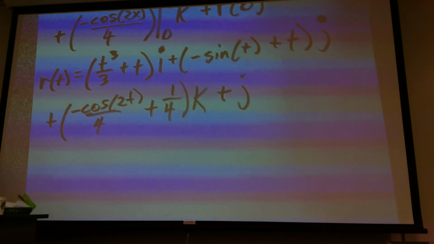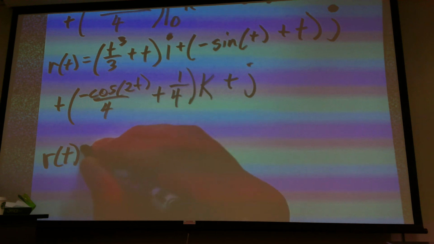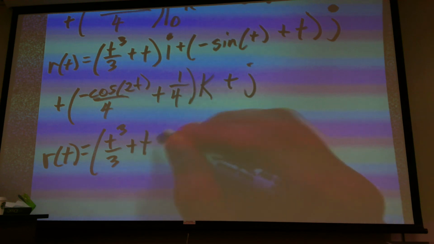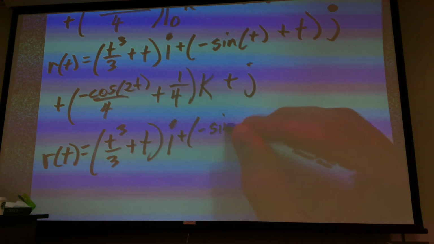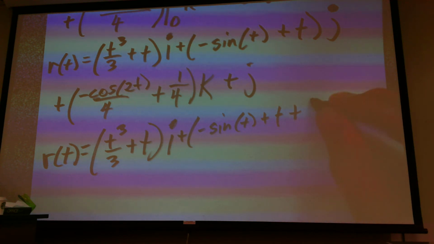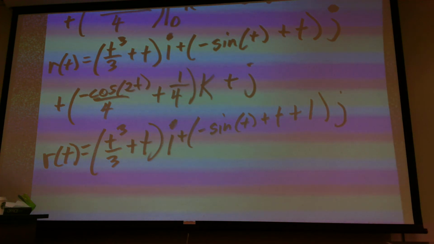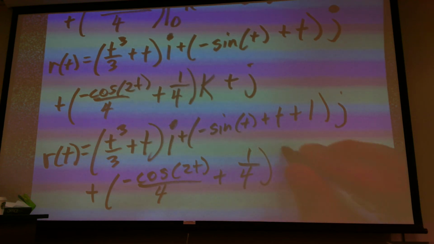Okay, so now we can get to our final answer of the problem. So r of t is going to equal t cubed divided by 3 plus t, multiplied by i, plus negative sine of t plus t plus 1, multiplied by j. I'm just combining that j with what's going on up there. And then plus negative cosine of 2t divided by 4 plus 1 divided by 4, and that gets multiplied by k.